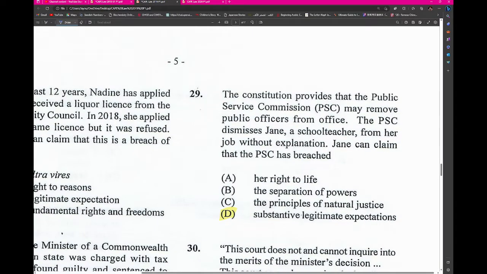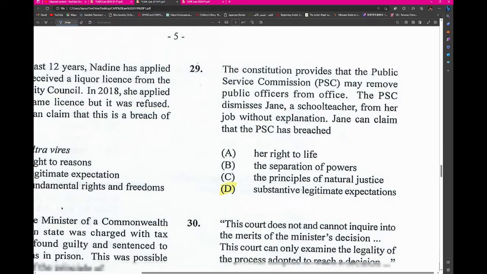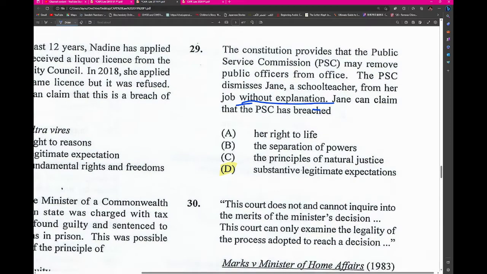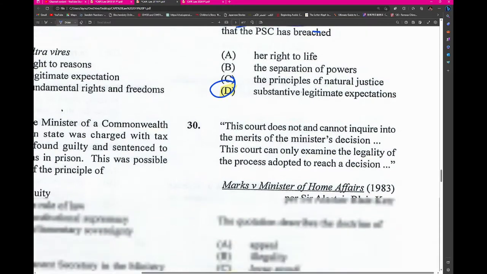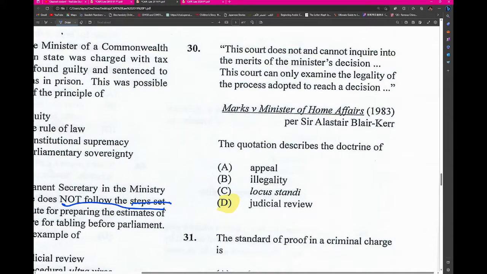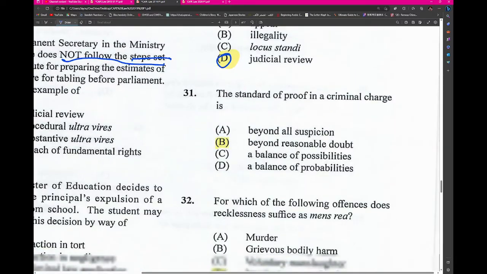The Constitution provides that the Public Service Commission may remove public officers from office. The PSC dismisses Jane, the school teacher, from her job without explanation. Jane can claim that the PSC has breached substantive legitimate expectations. Wonderful. The court does not and cannot inquire into the merits of the minister's decision. The court can only examine the legality of the process adopted to reach a decision. This is judicial review. Standard of proof is beyond reasonable doubt.